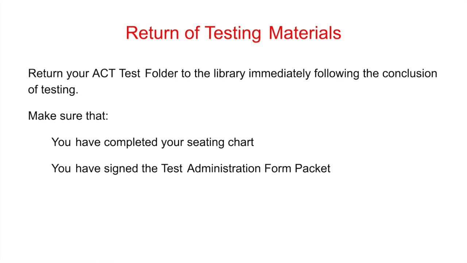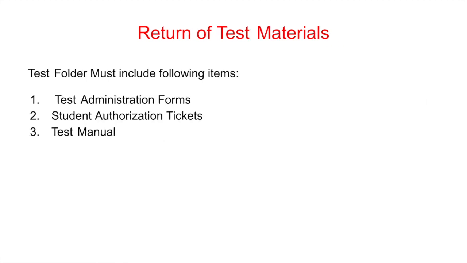After testing has completed, you're going to return your ACT test folder to the library immediately following the end of testing. Make sure that you have completed the seating chart and that you have signed the test administration form packet. I have to send these packets back, so they have to be signed. The test folder should include the following items: the test administration form, the student authorization tickets. Any scrap paper that they use should be stapled to the back of their authorization ticket. Also include any unused blue scrap paper, because I have to send the unused paper back as well, and your test manual.